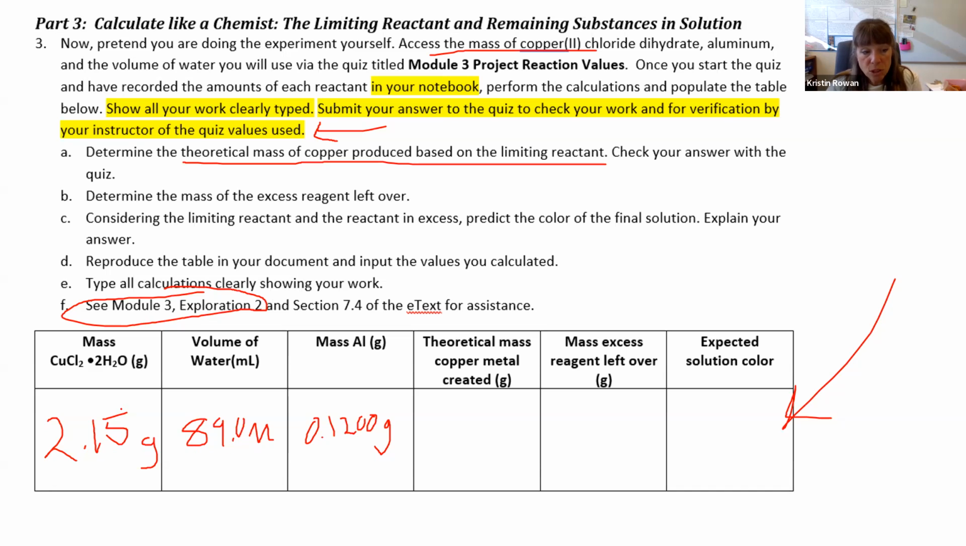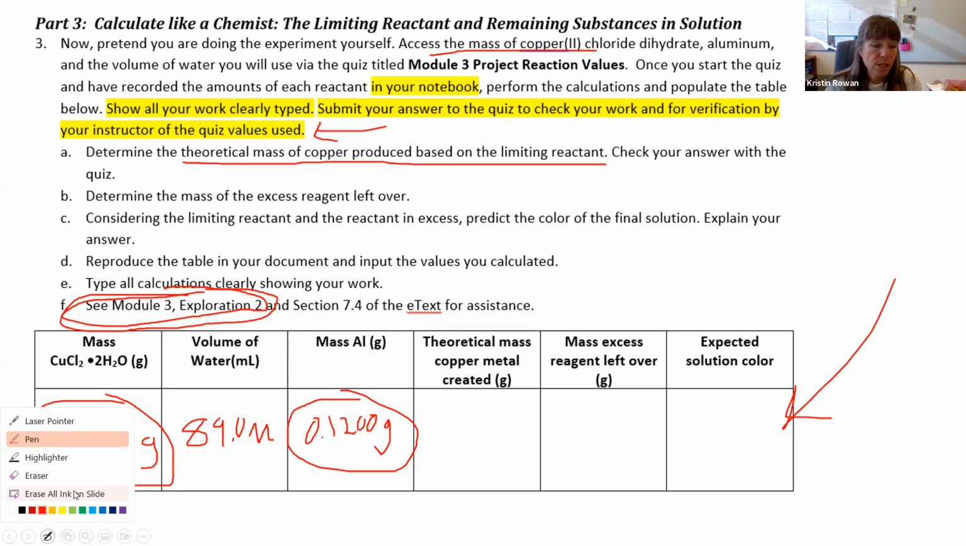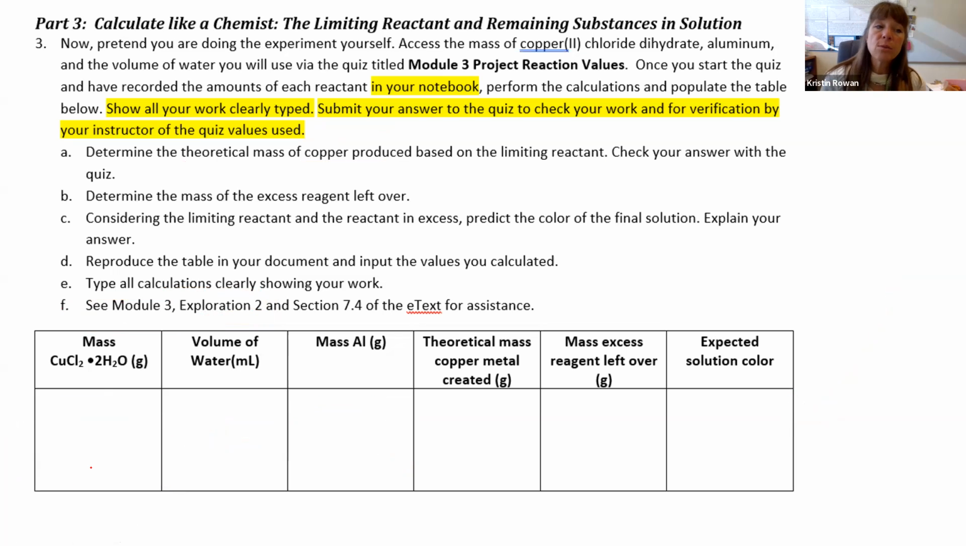So now I have to look at the mass of this and the mass of this and determine which one is the limiting. Again, I encourage you to go look at that exploration, because that exploration goes through all of these calculations for this reaction to help you with this project. Not to mention it's my favorite reaction. That's why I created the exploration for that. So I'm not going to go through all those calculations here. I want you to go and look at that module 3 exploration and work through it. And then maybe I'll go through one real quick here, but not too much.